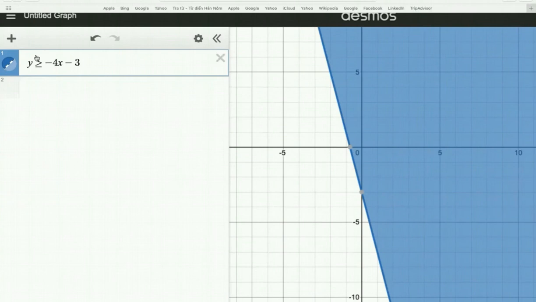Notice that if I change the sign to greater than or equal to, the line is represented by a solid line, not a dashed line, and all the points above this line will be shaded.